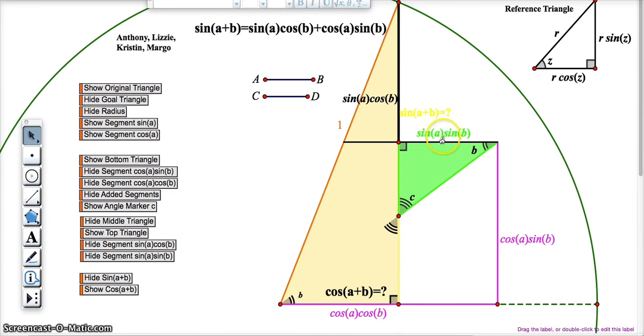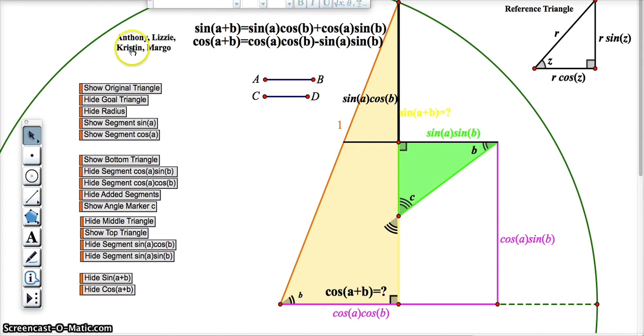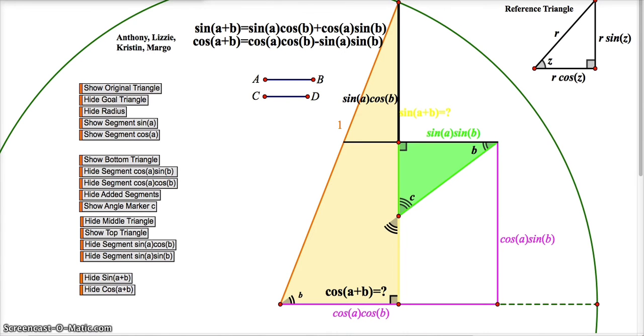Considering the rectangle we referenced previously, we see that the horizontal segments are congruent. Thus, the bottom horizontal segment of the rectangle is also sine of A times sine of B. From this, we can conclude that the cosine of A plus B is equal to the cosine of A times the cosine of B minus the sine of A times the sine of B. The difference formulas, sine of A minus B or cosine of A minus B, can be derived by looking at the even and odd functions.